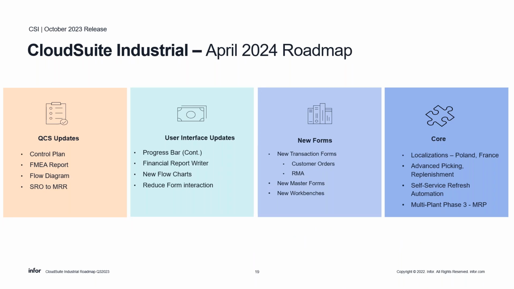And then looking forward, well, we're already looking forward to October, but that's pretty much baked in. After we come out of October, we have April right around the corner. So in looking at April, as you can imagine, it's going to be very heavy with the UI UX stuff. We also have a few QCS updates that we're continuing to expand on. These are kind of the last big bulk of the QCS items. They include the control plan, FMEA report, flow diagram, SRO to MRR.